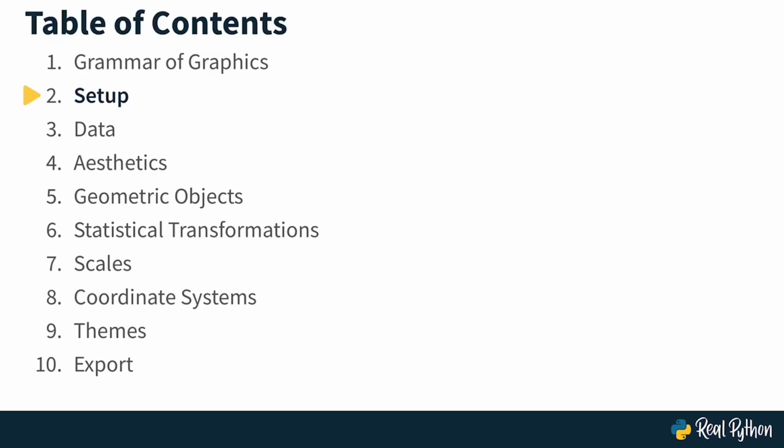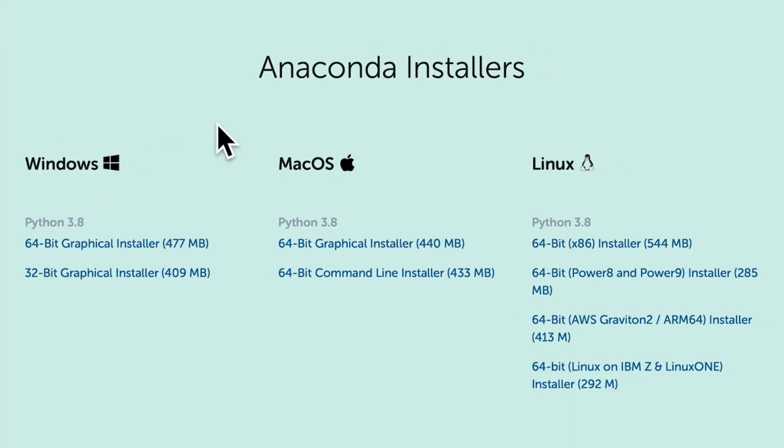Time to get set up to get started with the tutorial. I will be using the Anaconda Python distribution throughout this tutorial, but I'm also going to show you in this video how to do it both with Anaconda or just with plain Python. So first, if you want to use Anaconda, you will have to head over to their website and download an installer. You can get one for Windows, macOS, or Linux. Just choose your platform, download the appropriate installer, and follow the installation instructions.